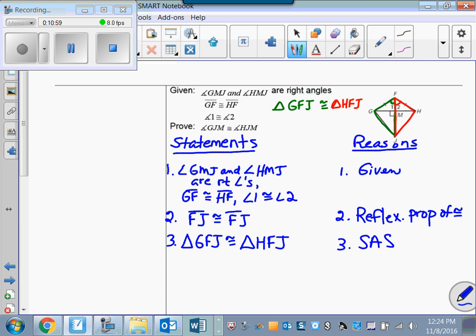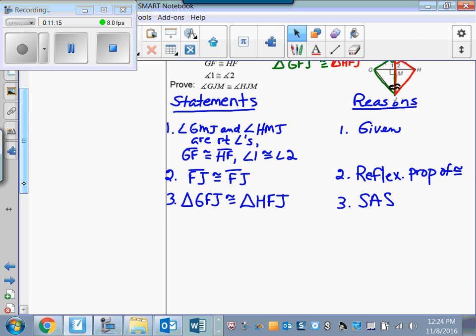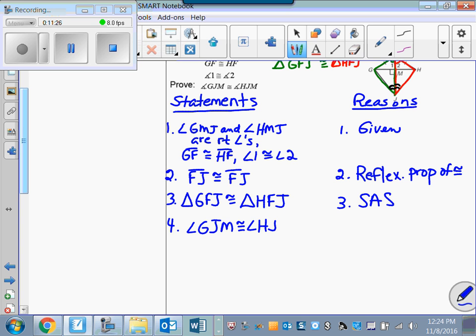And then the two angles I'm trying to prove are congruent, GJM, this one right here, and HJM, this one right here. They're just corresponding parts of those two triangles. So I'm just going to put that right in here in my proof. Angle GJM is congruent to angle HJM, CPCTC. And there you go.